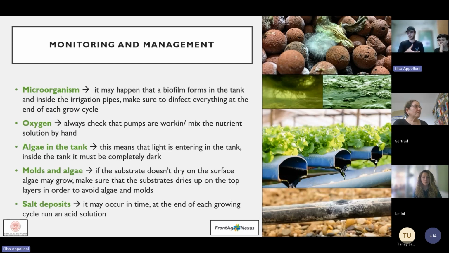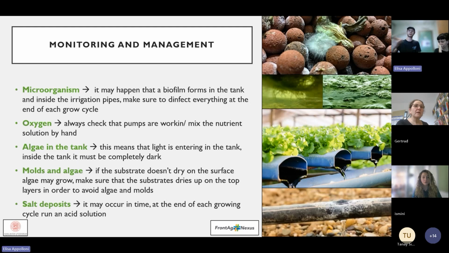The presence of algae: the same if there is an accumulation of water in some trays or parts of your hydroponic systems, there may be the formation of algae if the sun is arriving. Also in your tank, you need to be sure that there is complete darkness, otherwise there will also be algae formation.